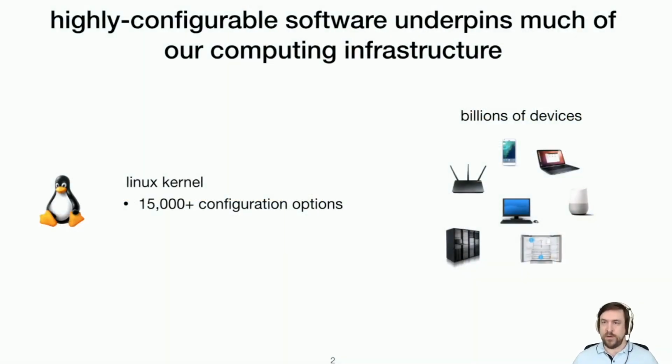Highly configurable software underpins much of our computing infrastructure. The Linux kernel, for example, is used in billions of computing devices, and it has over 15,000 configuration options controlling drivers, memory management, architecture. This constrained configurability makes its widespread use possible, but it also opens the door to invalid configurations that produce broken variations of the software.